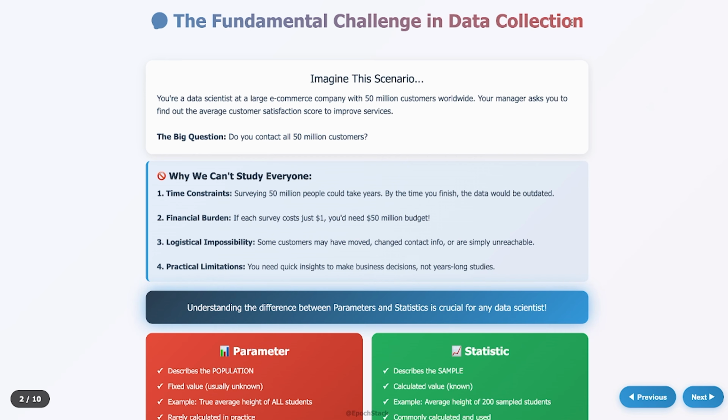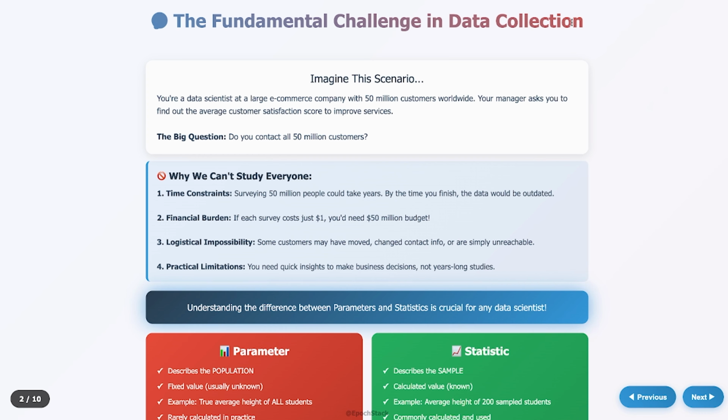So we will check why we can't study everyone. The first point is time constraint. Suppose you are contacting every customer. In total there are 50 million customers, so it might take a long time, like a year or more. And in that case, the data might get outdated. Why outdated? Because, for example, the perspective of the customers about your services might have changed. So we need fresh data.